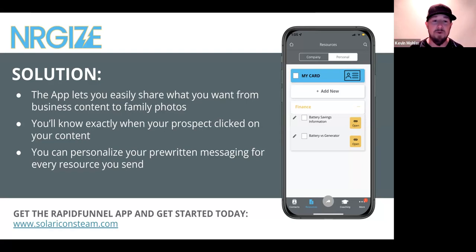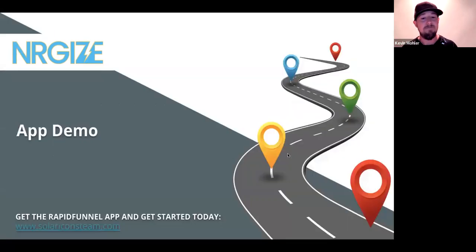And you'll know exactly when people click on content, and then you can personalize your pre-written message for every resource that you send, which just makes it faster in your prospecting. So you don't find yourself typing the same manual message over and over again. You can have one general message that you create that you just customize every time you send it if you need to, right? So that's what we're going to talk about. And we're going to do that right now.